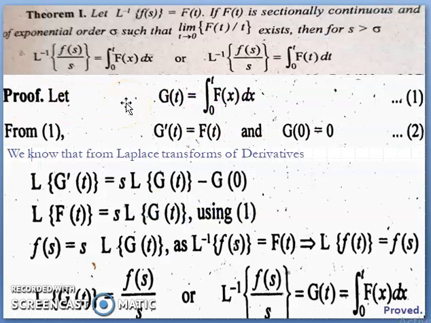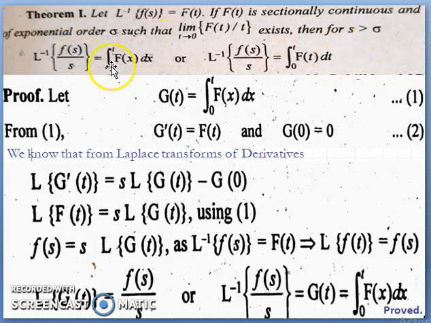The theorem is as follows: if L inverse of F(s) equals f(t), if f(t) is sectionally continuous and of exponential order such that the limit as t tends to 0 of f(t) divided by t exists, such that s is greater than alpha, then L inverse of F(s) divided by s equals the integral over 0 to t of f(x) dx, or L inverse of F(s) divided by s equals the integral over 0 to t of f(t) dt.